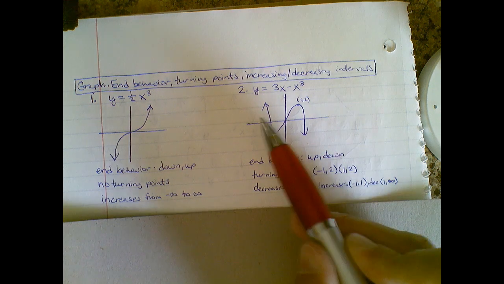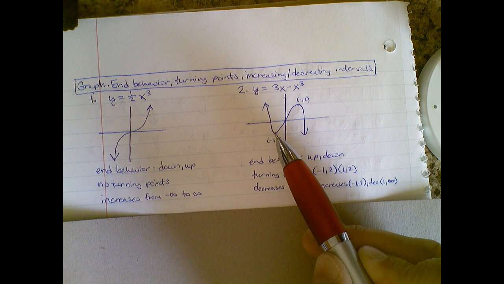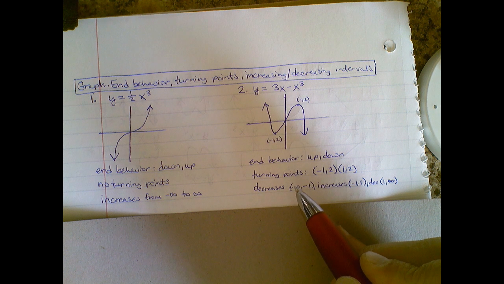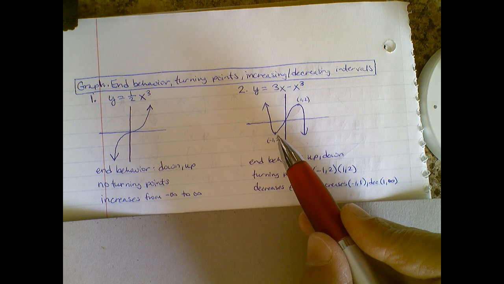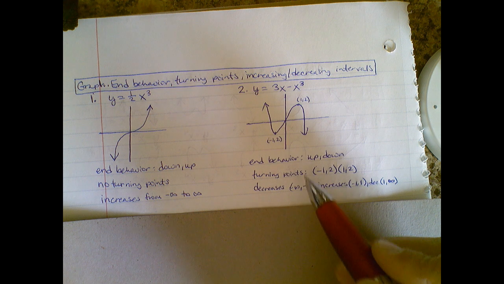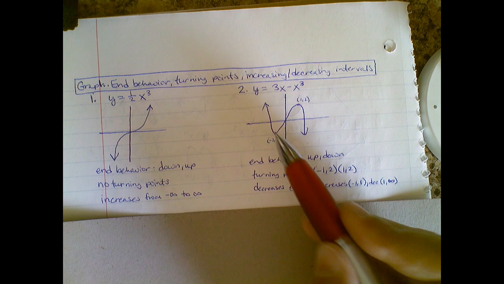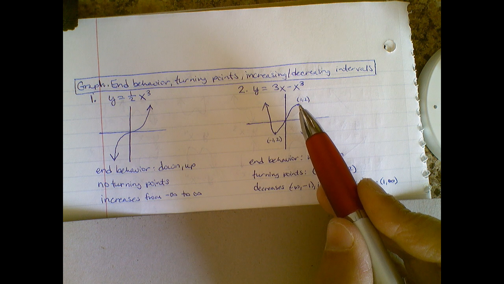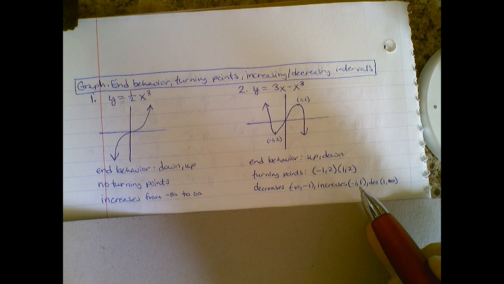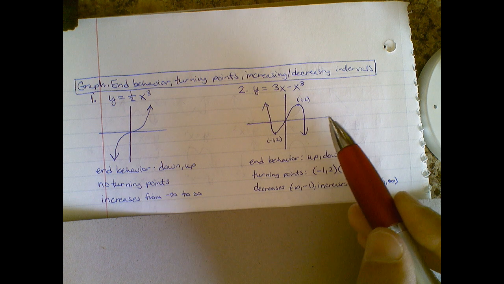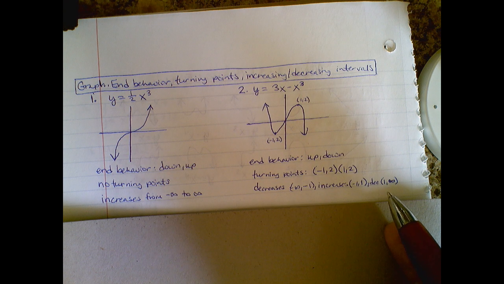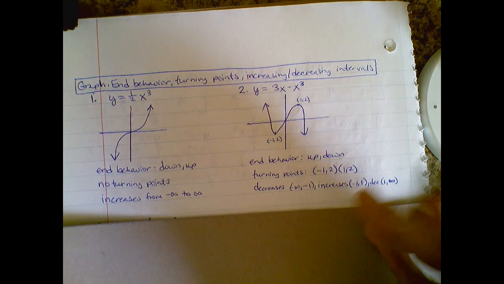Now, our intervals. From here to this first turning point, it decreases. So we'd say it decreases from -infinity to -1. And we're going to be using the x values. So from -infinity right here to -1, it decreases. And then from this x value to this x value, it increases. So from -1 to 1, it increases. And then from 1 to positive infinity, there's no other turning point, so we just say from 1 to positive infinity, it is decreasing. Let's try another one.